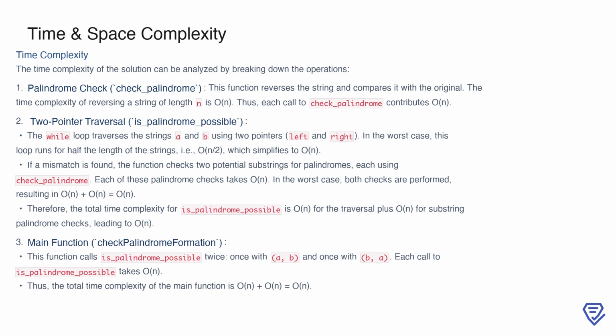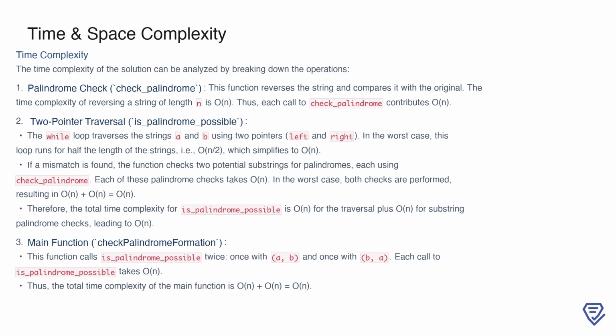First, we have the check_palindrome function. This function works by reversing the string and then comparing it to the original. Reversing a string of length n takes O(n) time, so each call to this function contributes O(n). Next, in the is_palindrome_possible function, we use a two-pointer traversal of the strings A and B. The while loop iterates over the strings, moving the left and right pointers inward. In the worst case, this traversal will run for half the length of the strings, which is O(n/2), and this simplifies to O(n).